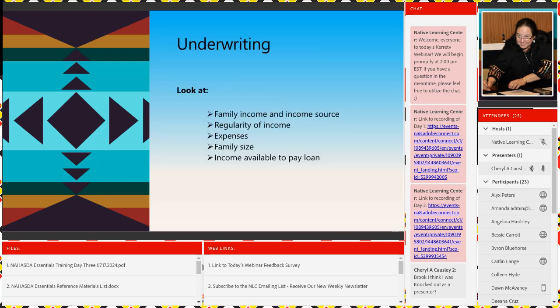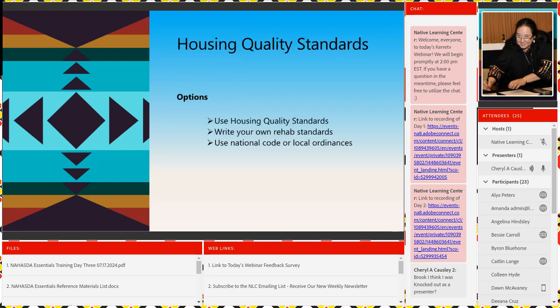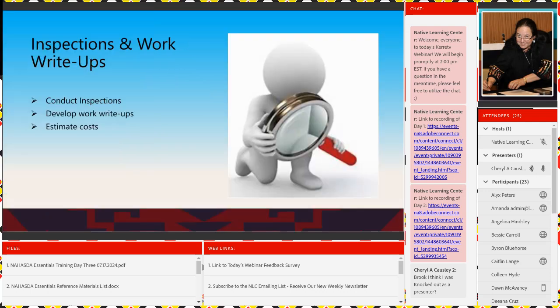And underwriting, you can look at the family income and income source, the regularity of the income, the expenses, family size, the income available to pay off a loan. And then your construction management can be force account, sweat equity, or contractor. Your housing quality standards, you can write your own rehab standards that the tribe adopts, or use your national code and local ordinances.